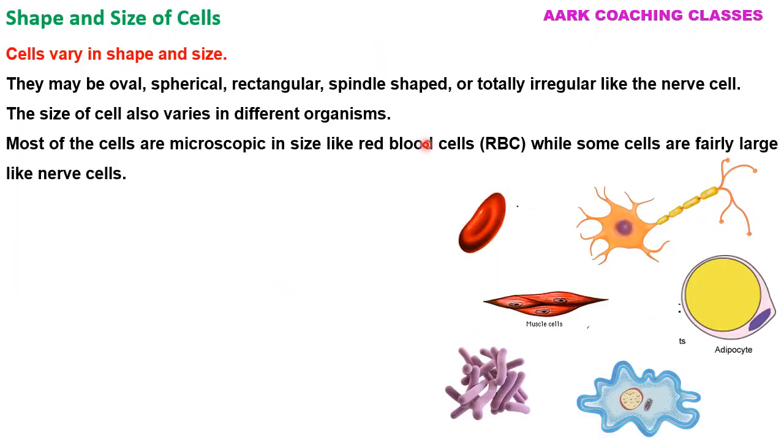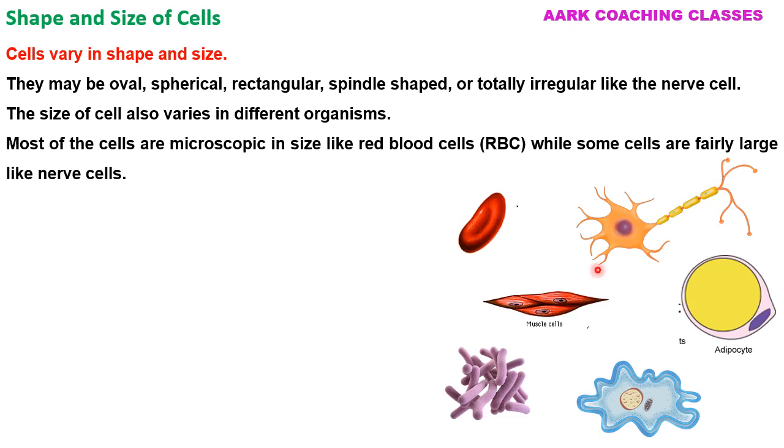Now, shapes and size of cells. Cells vary in shape and size. You can have several different kinds of shapes and sizes also. The shape may be oval, spherical, rectangular, spindle shaped, or totally irregular like a nerve cell. The size of cells also varies in different organisms, right?